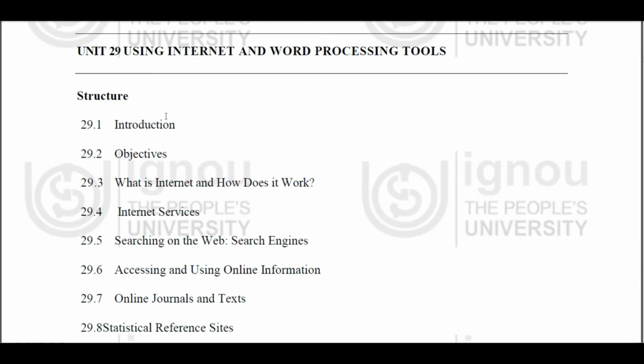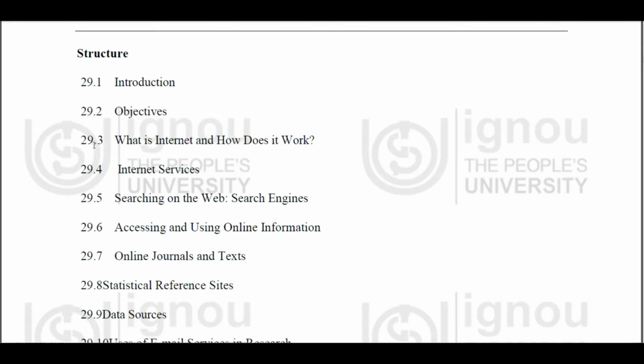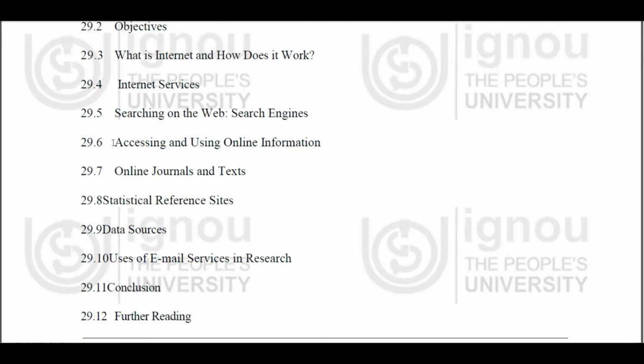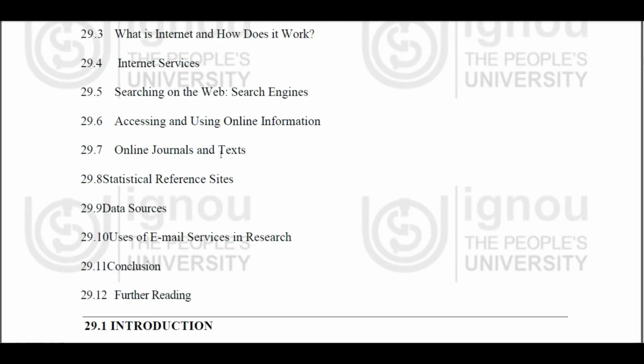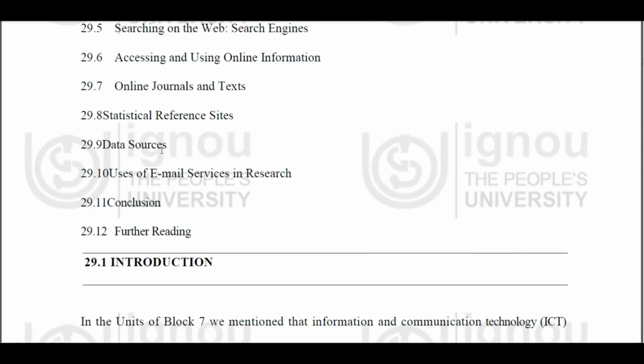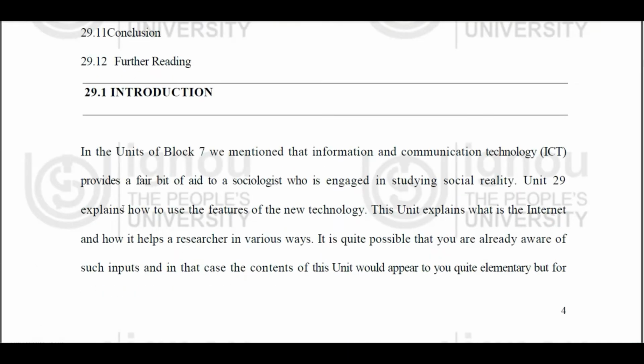Okay. So the structure is: 29.1 introduction, 29.2 objectives, 29.3 what is the internet and how does it work, 29.4 internet services, 29.5 searching on the web, search engines, 29.6 accessing and using online information, 29.7 online journals and text, 29.8 statistical reference sites, 29.9 data sources, 29.10 use of email services in research, 29.11 conclusion and 29.12 further reading.